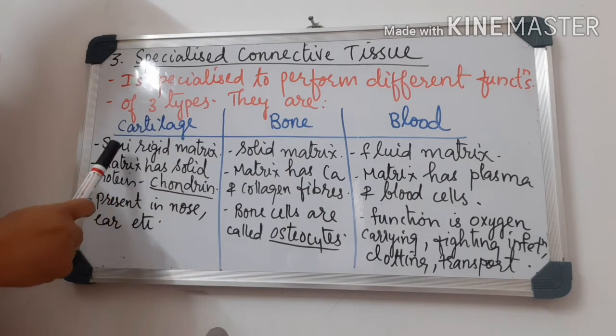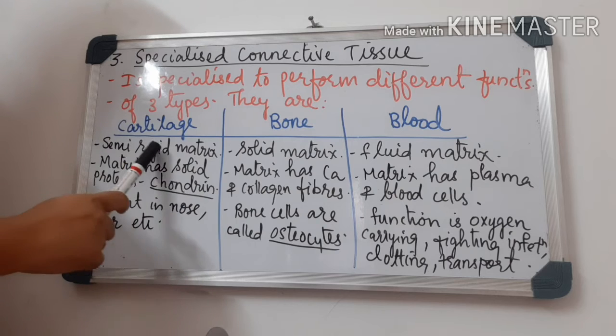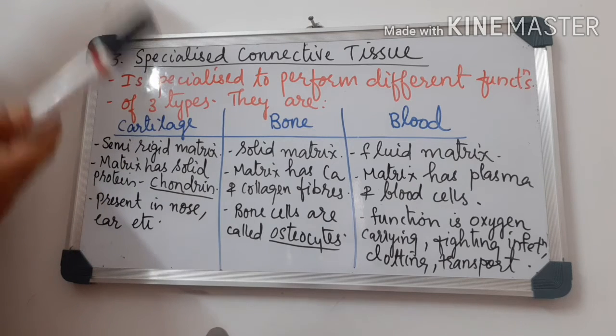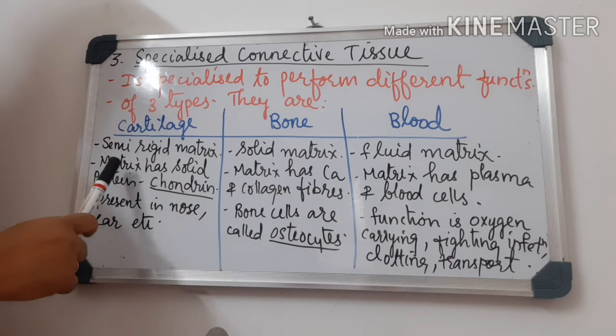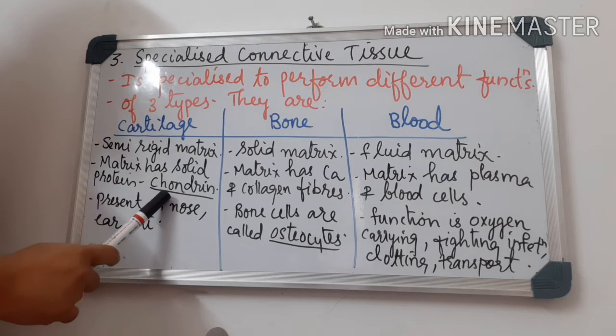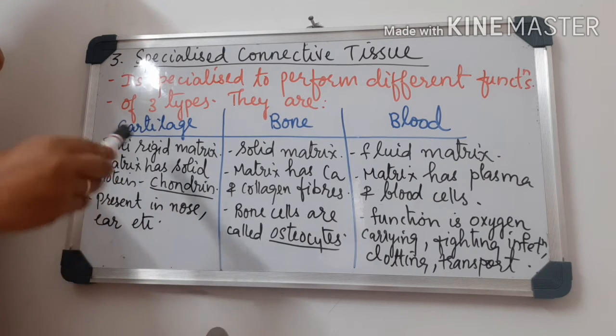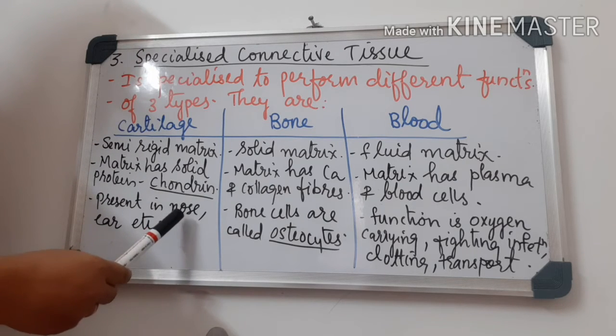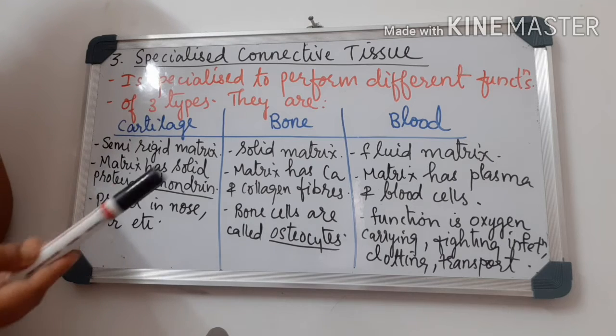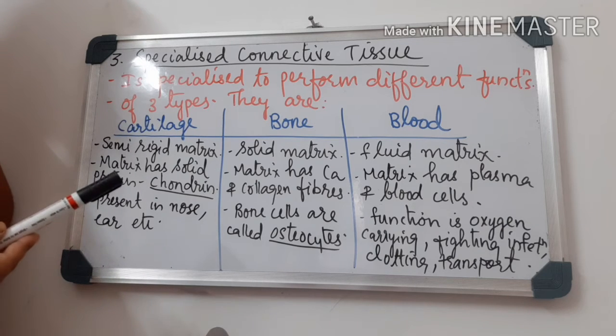Coming to cartilage, cartilage has a semi-rigid matrix. It is neither too hard nor too soft. This matrix contains a semi-solid protein known as chondrin. This protein is what makes the cartilage a semi-rigid structure, and cartilage is mostly present in the nose, ear and certain parts of the limbs of adults.